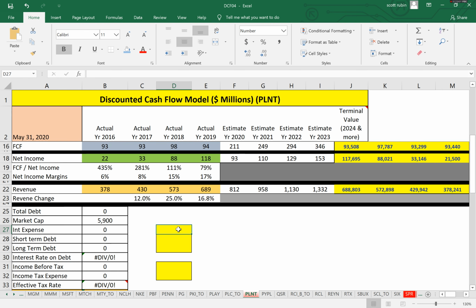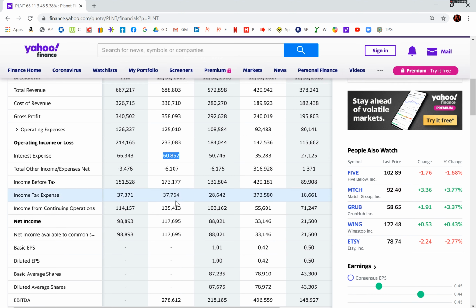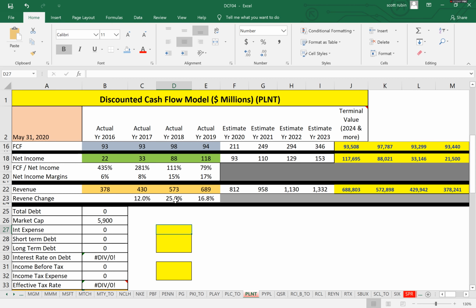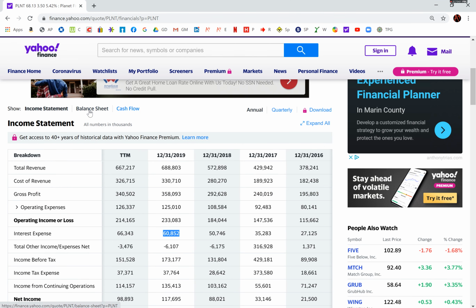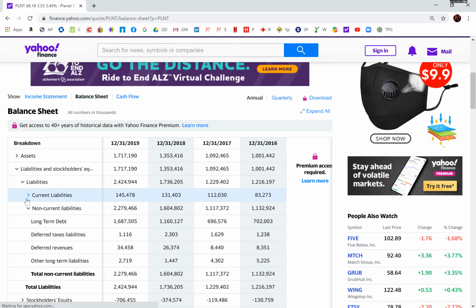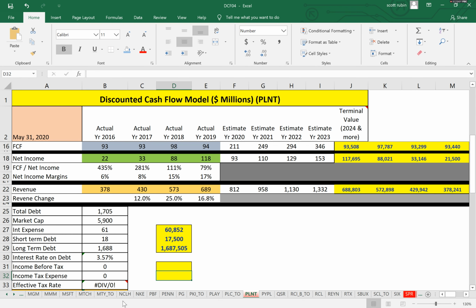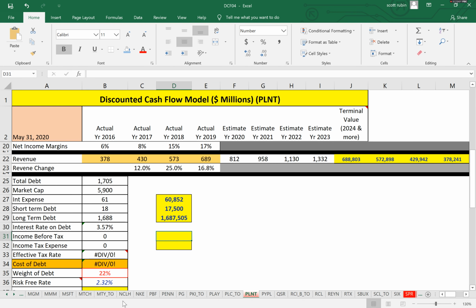Now we need to look at the capital structure of Planet Fitness and figure out the discount rate we need to apply to the future free cash flows. So the interest expense that's on the income statement is 60.9 million. And that's the interest Planet Fitness pays on its debt. Now let's go to the balance sheet to see how much debt they have. 17 million of current debt, and non-current debt is 1.7 billion. So they pay 3.6% interest on the debt.